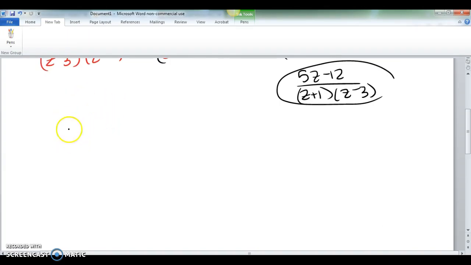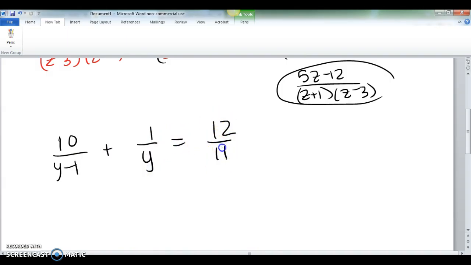In our last problem, we have 10 over y minus 1 plus 1 over y equals 12 over 11. Again, we want the same denominators. We're going to put 11 here, and we're going to do it to the top and to the bottom. Where the 11 comes from is here. We're also going to include y. The y came from here. What's missing here is the 11, so you do it to the top and bottom, and y minus 1. The y minus 1 came from there, so top and bottom. This one's missing y, and also y minus 1.